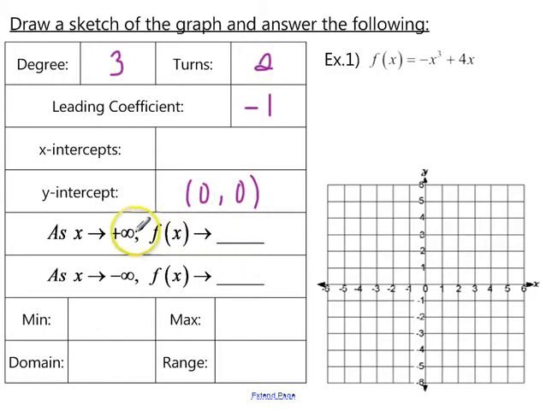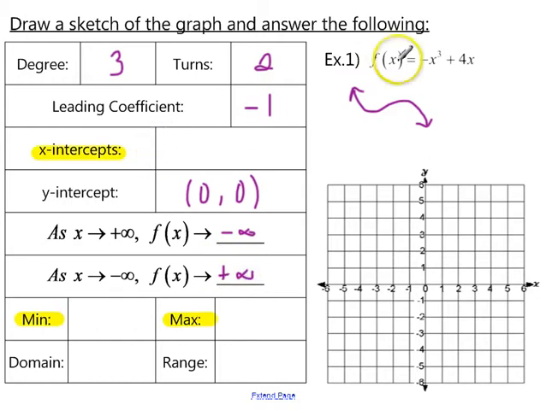And then we can also talk about the end behavior. Because this is an odd function, we know our end behaviors are going to be different, and because it's negative, it's going to go from up to down, and this is a general sketch of our cubic. So we know that as x approaches positive infinity, f(x) will go towards negative infinity, and as x approaches negative infinity, f(x) will go towards positive infinity.